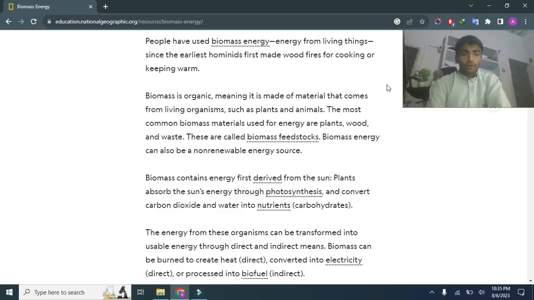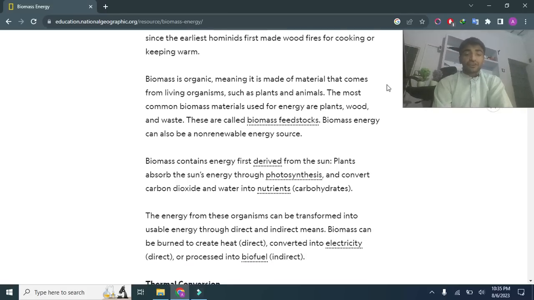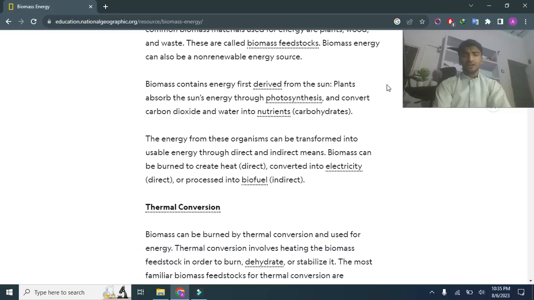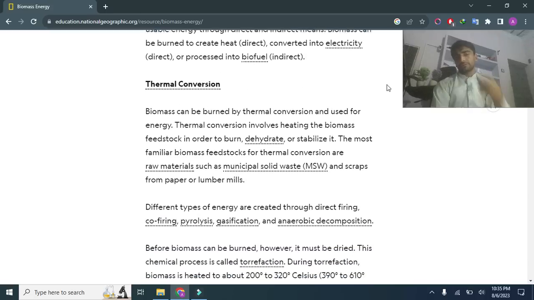The energy from these organisms can be transferred into usable energy directly or indirectly. Direct and indirect means the biomass can be turned into heat or directly converted into electricity. This is the direct way, and processing into fuels is the indirect way. I think you will get a complete guide to the indirect and the direct.